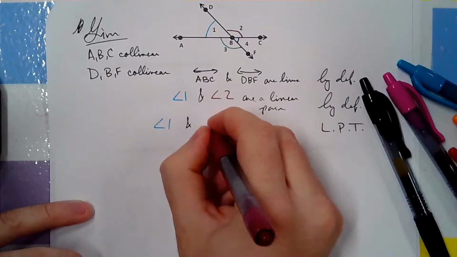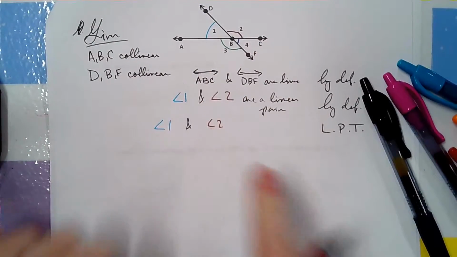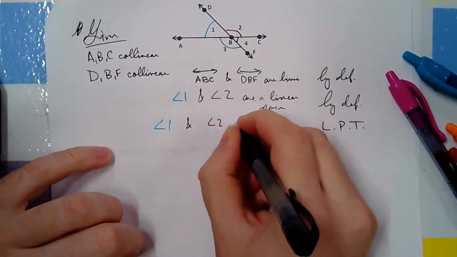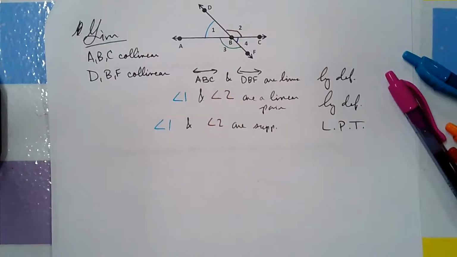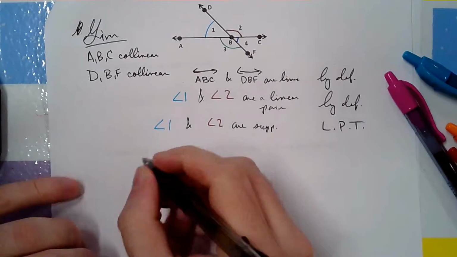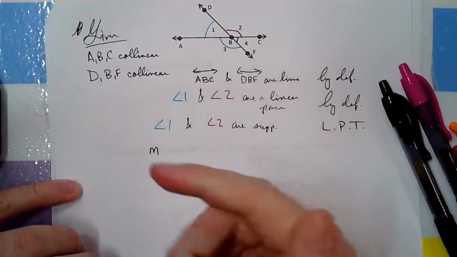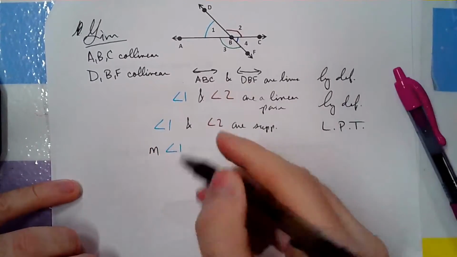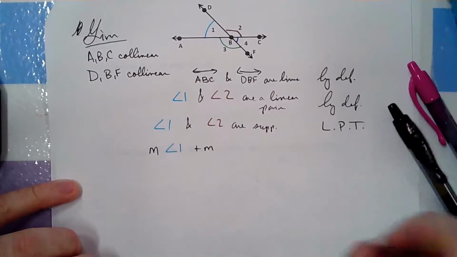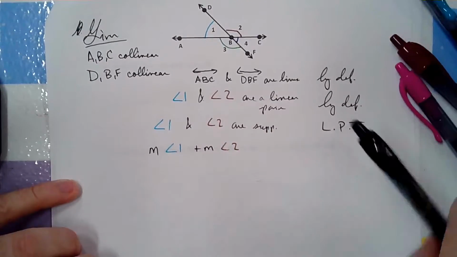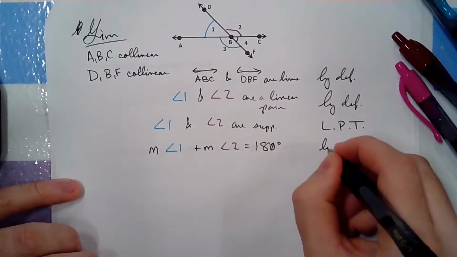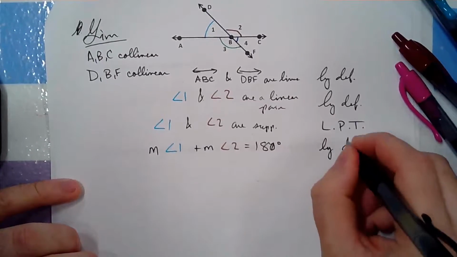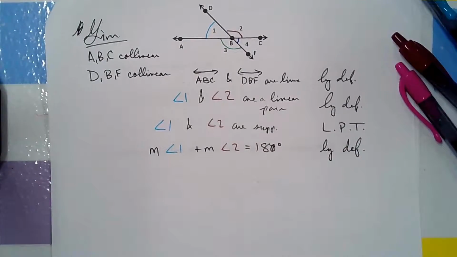If you want to save time, you could have just done little quotations right here to say the same stuff as above. Are supplementary, S-U-P-P, and that's by the linear pair theorem. Therefore, measure of angle 1 plus measure of angle 2 equal 180, right? By definition. That's the definition of supplementary.